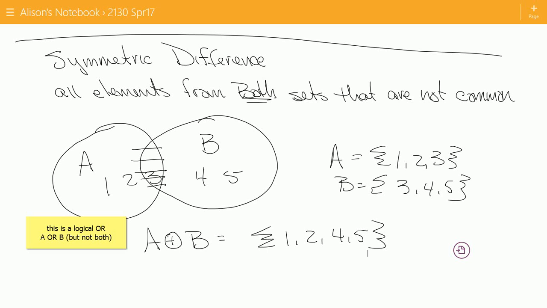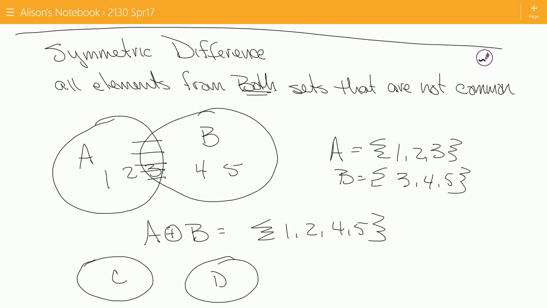So with the difference between two or more sets, I start with my original set, my first set in the equation, and I remove the common elements from the second set. The symmetric difference is where I start with the elements of both of them and remove the common elements. If I start with two sets, C and D, that are disjoint, which means that they share no common elements, then C symmetric difference D is going to be equivalent to C union D, because there are no common elements to remove.